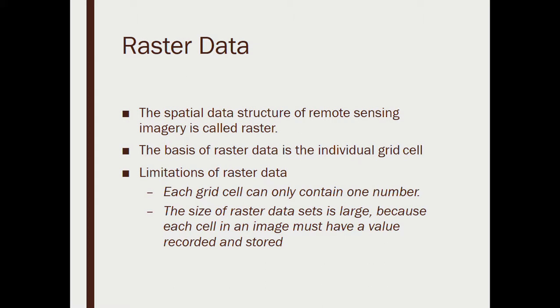Each grid cell can only contain one number, and the size of a raster dataset is large because each cell in an image must have a value that is recorded and stored. It makes sense because, as we saw in the previous step, one scene from Landsat is almost 1 GB. It's very big. One piece of image is almost 100 megabytes because they have a lot of data for every band. That's why the size is very big.